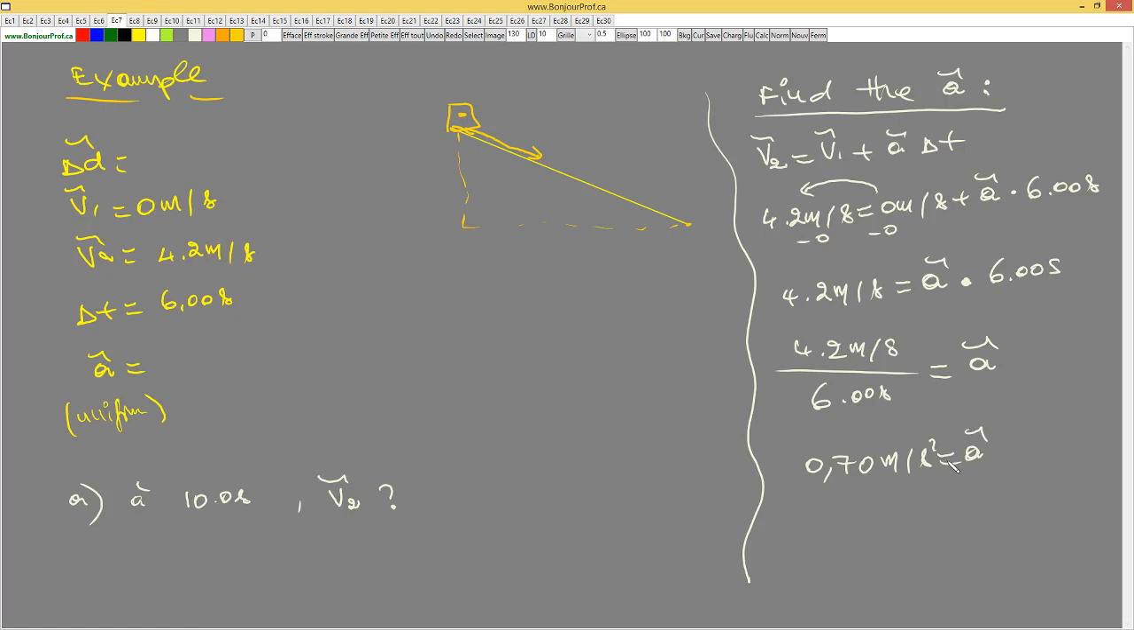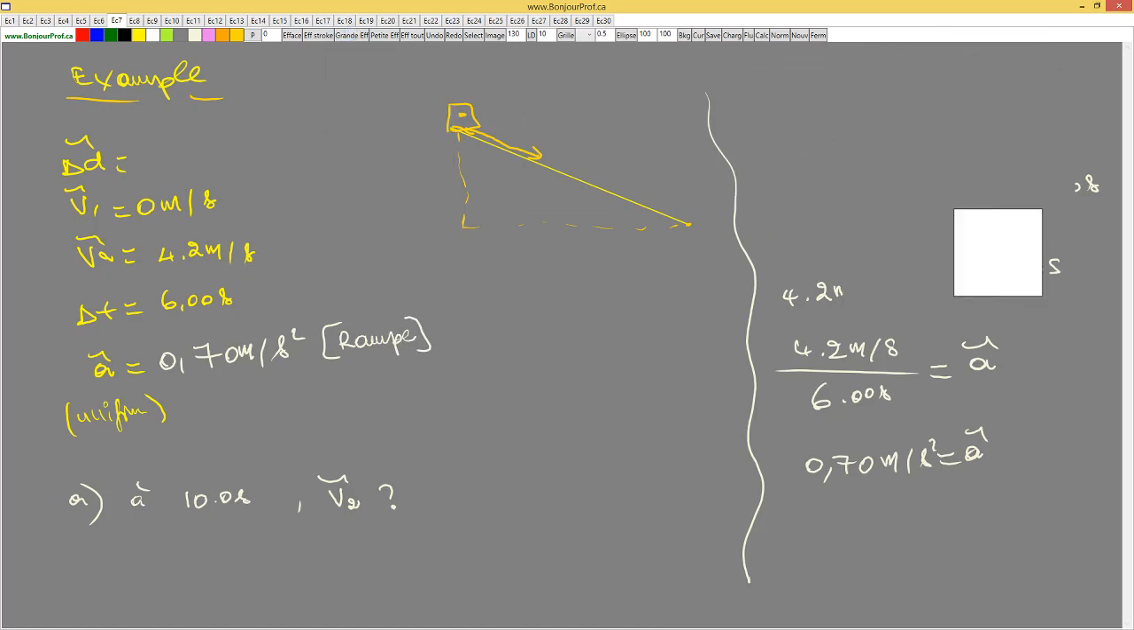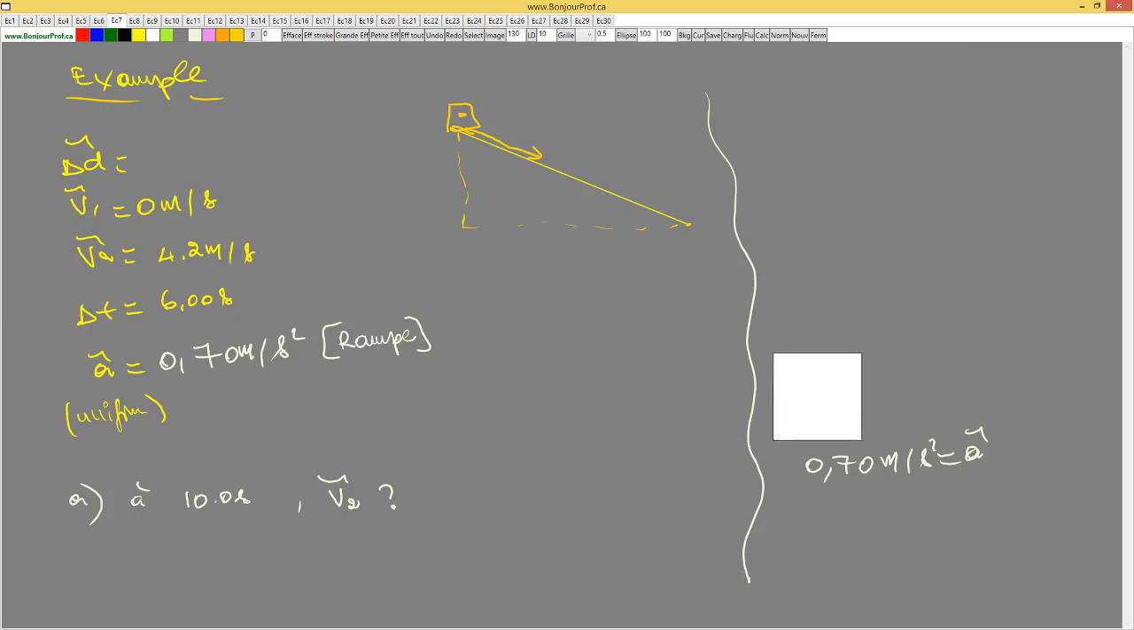And since A is a vector, I'm going to write it here: forward. Okay, so here the acceleration is 0.70 meters per second squared along the ramp. Forward along the ramp. This is the direction, the direction of the ramp. So I found the acceleration. So what do I have to do to answer the question now?